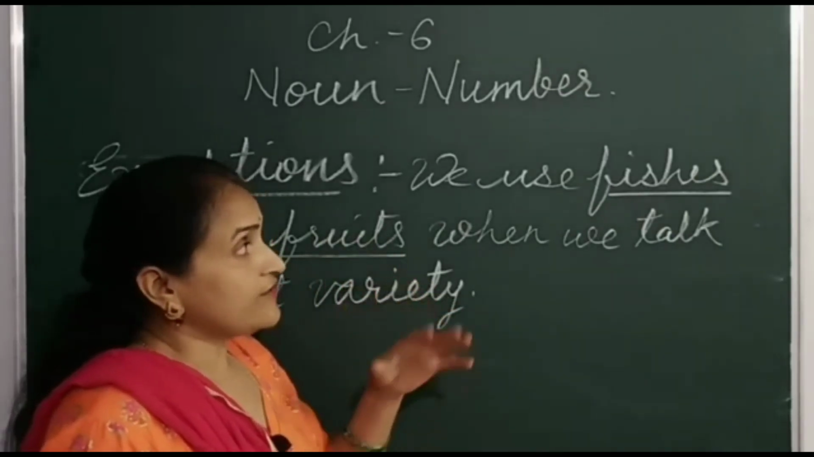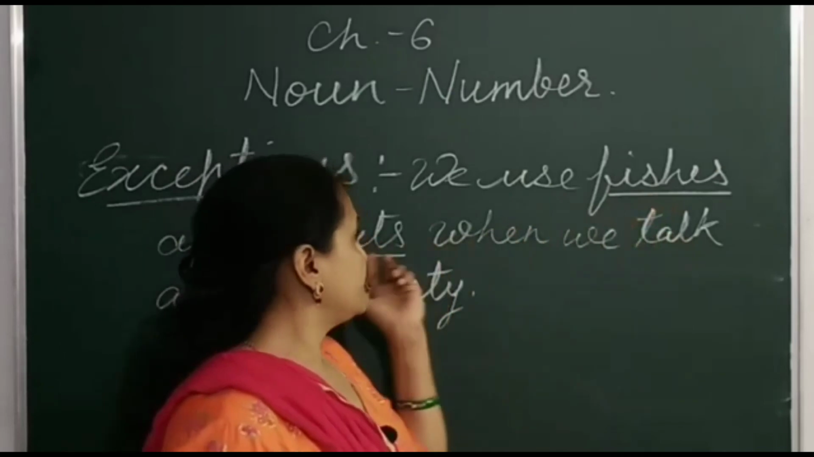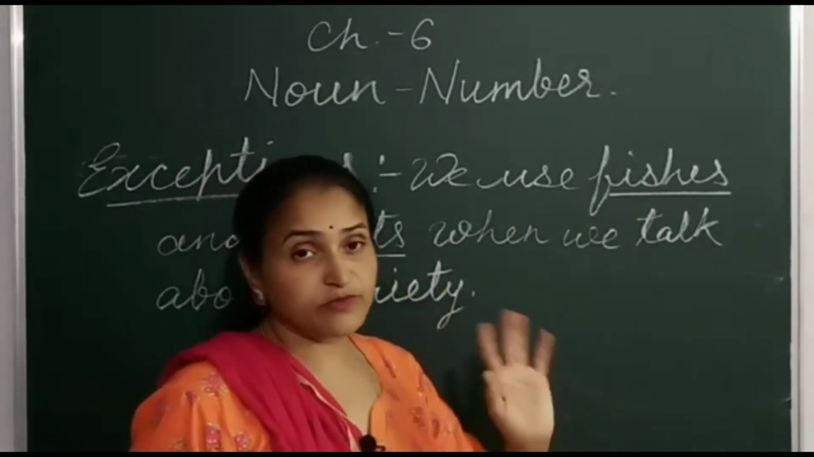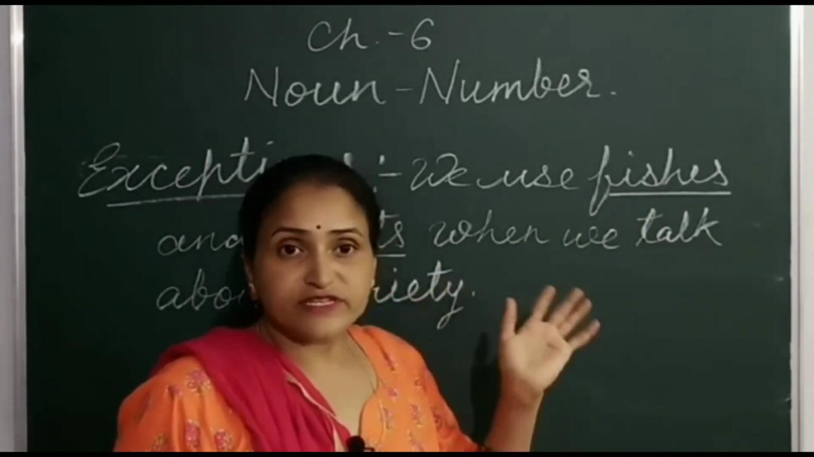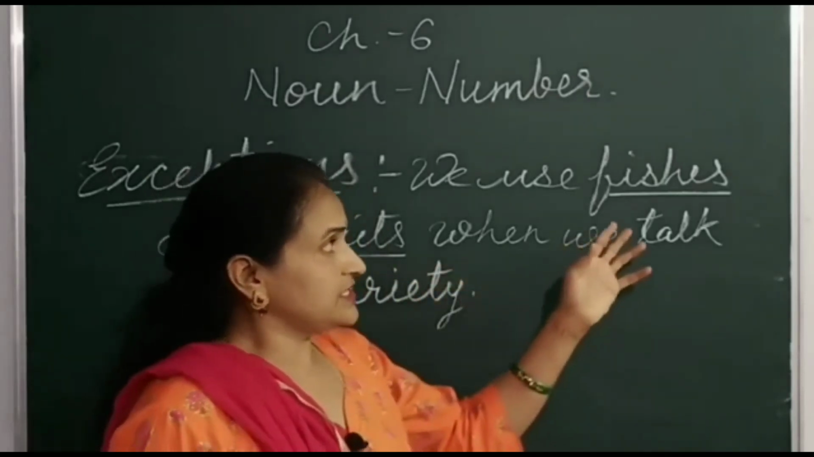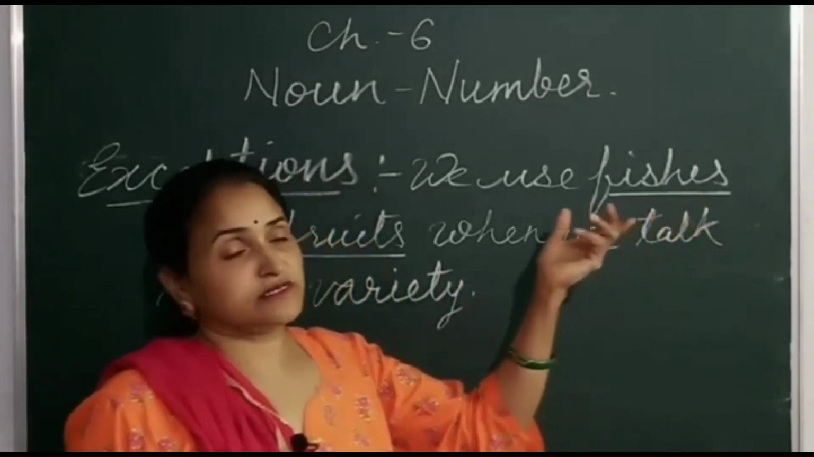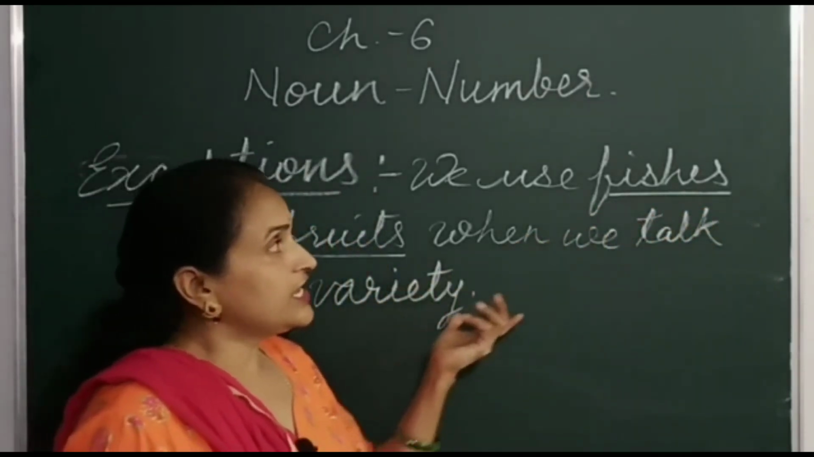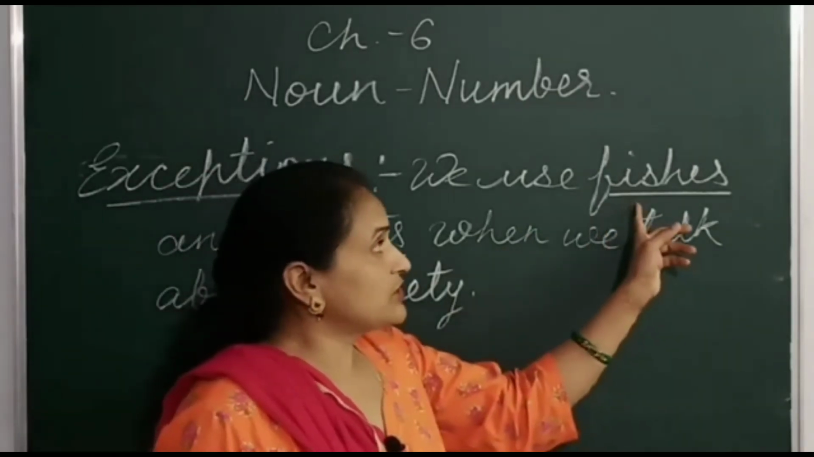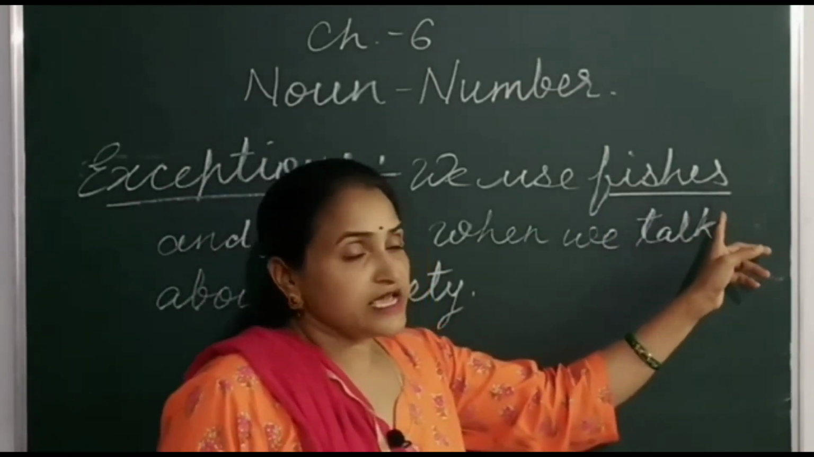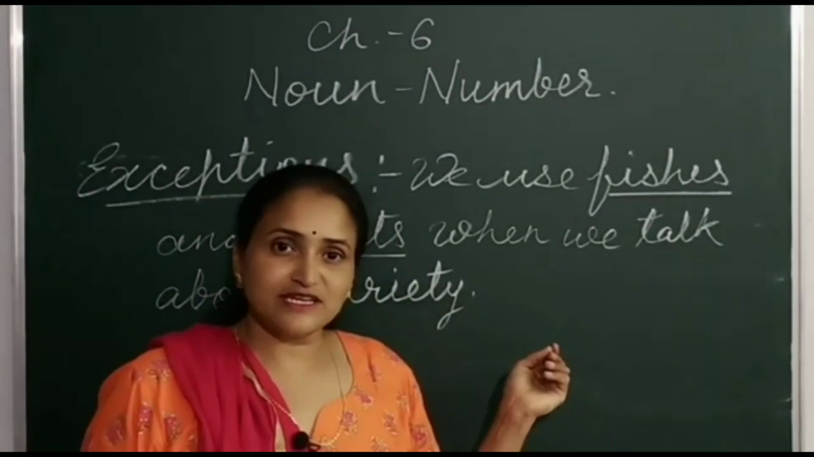Okay, as I have already told, fish and fruit do not have their plural form. These are always the same in both forms, but when we talk about their different varieties, we will use their plural form with this es, fishes and fruits.